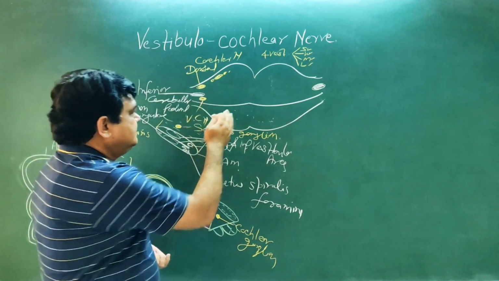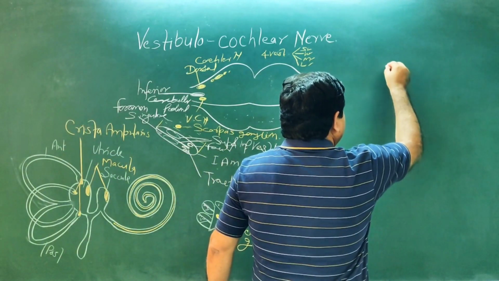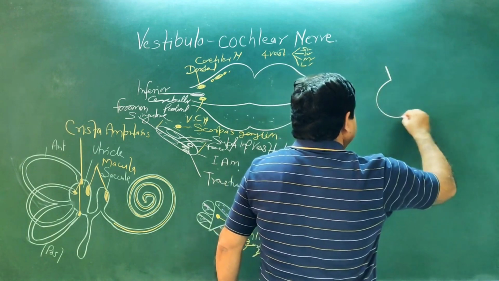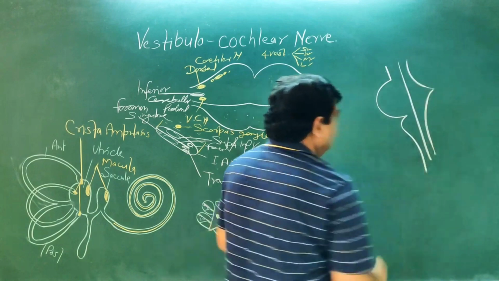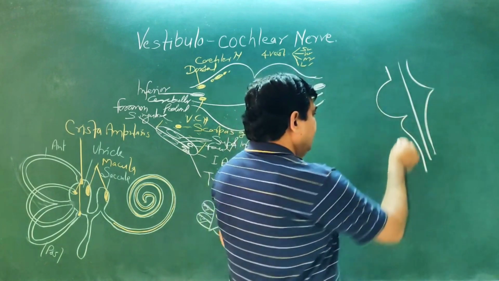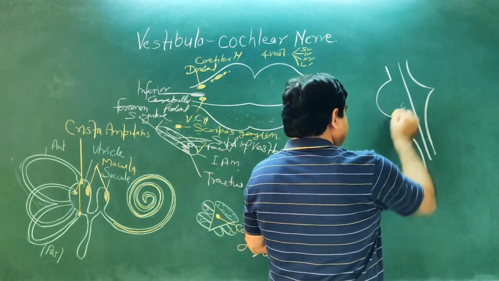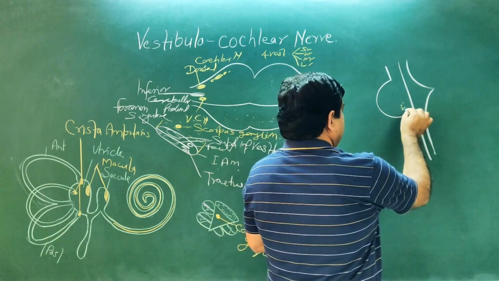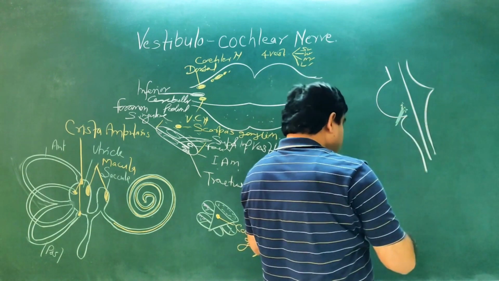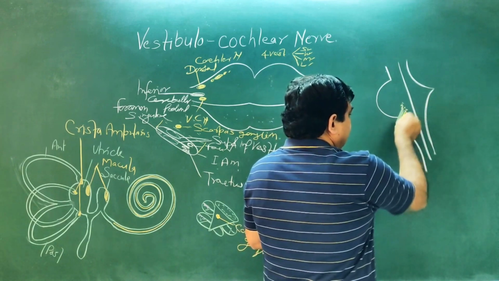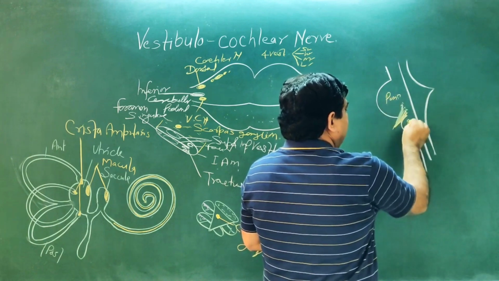If you see this in lateral view, here is the midbrain, this is the pons, this is the medulla oblongata. The nuclei are present here. This is the position of the vestibular and cochlear nuclei, and here is the junction of the pons and medulla.